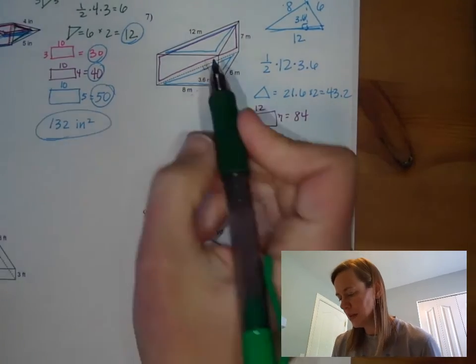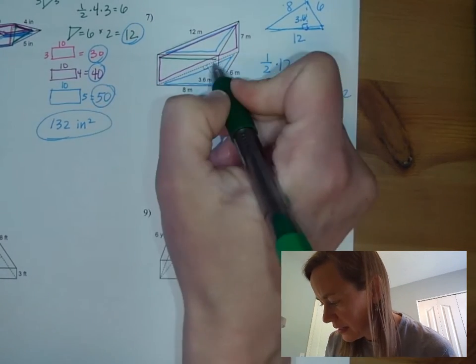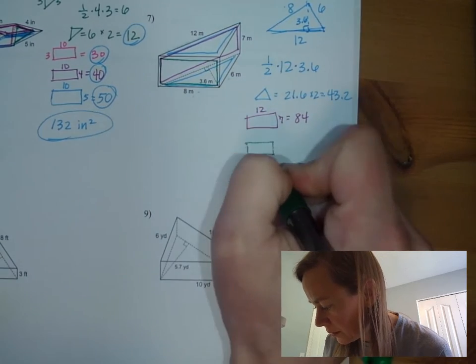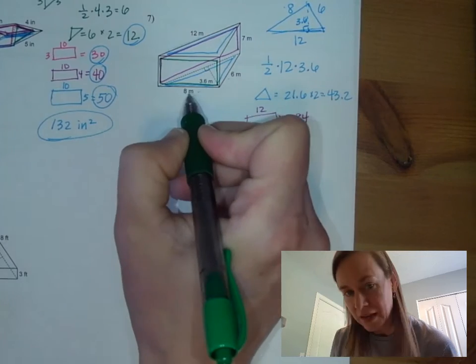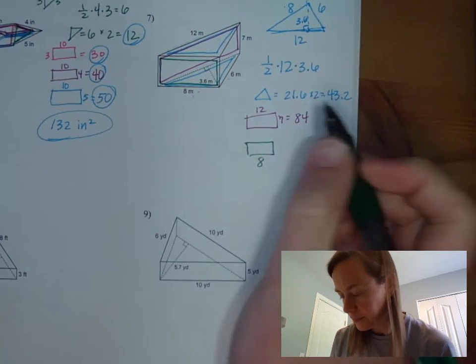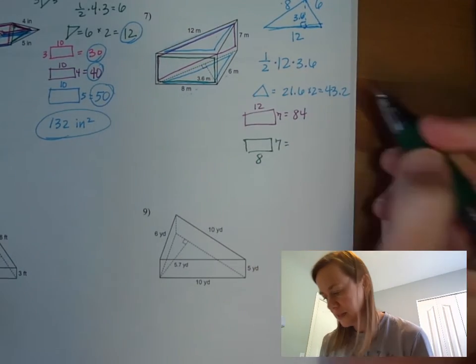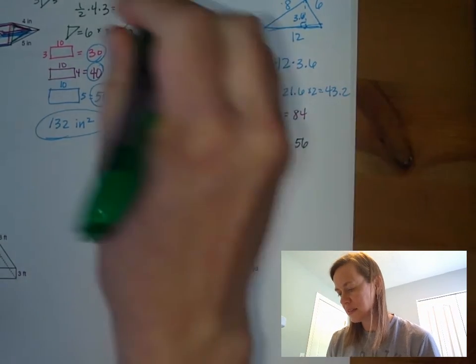Okay, let's do that one in front that's kind of facing us. So what are the dimensions here? Let me draw it. Looks like along the bottom we have an 8. And then going up we have a 7. 7 times 8, that gives us 56.